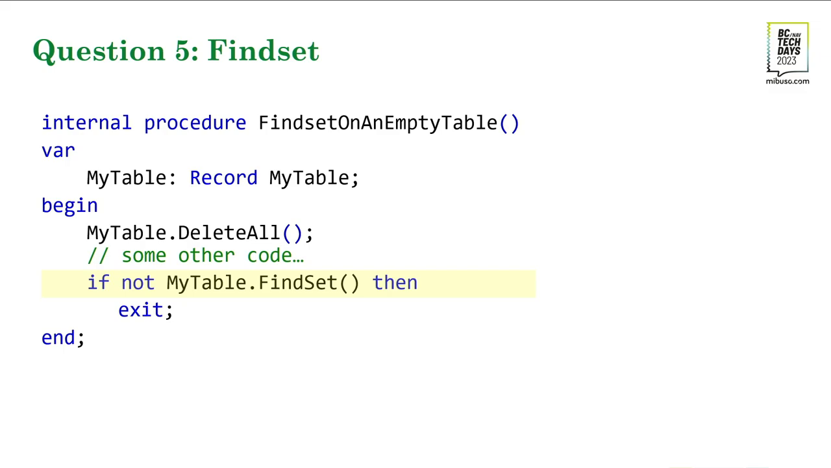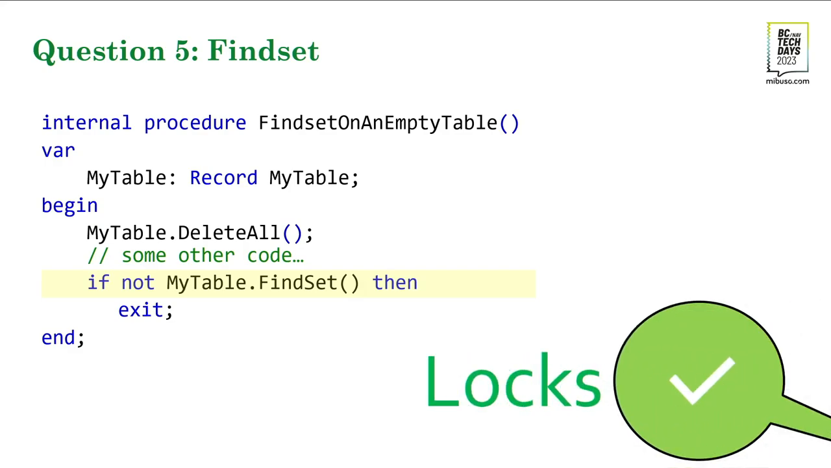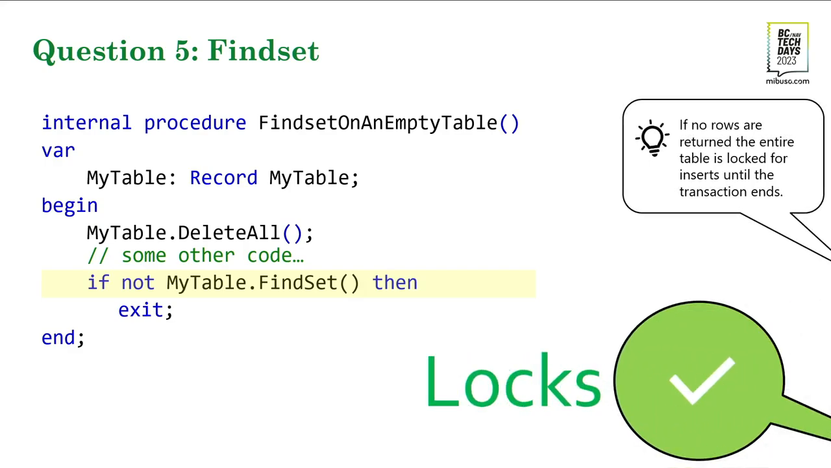So we have this example, and this is a delete all. And then we are going to do a find set on an empty table. So no rows are read from the database. What do you guys think? Is it going to lock or not? Yes, we can get a lot of hands. Excellent. So yes, it locks. If no rows are returned, the behavior from the platform is that the entire table is going to be locked. So no other sessions will be able to insert until this transaction ends.